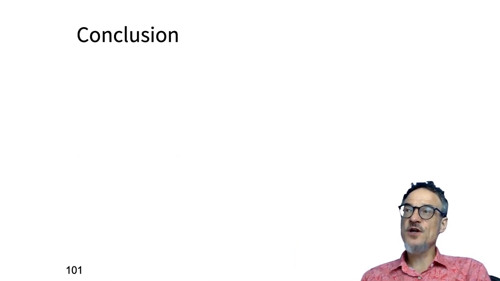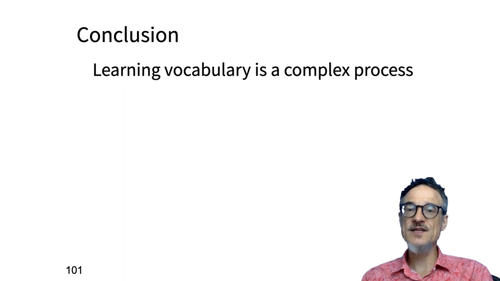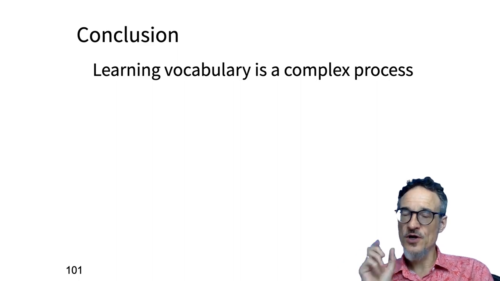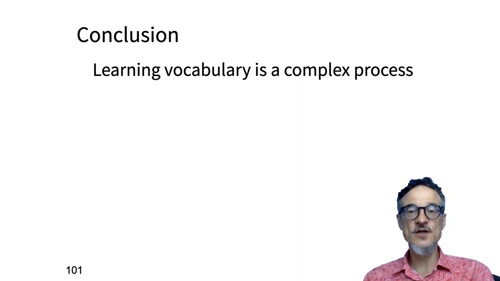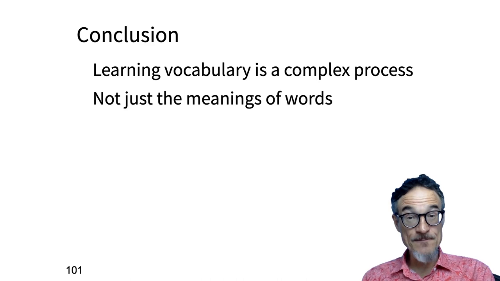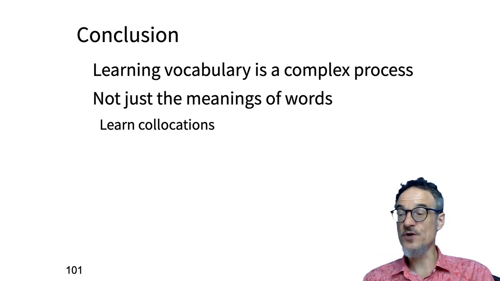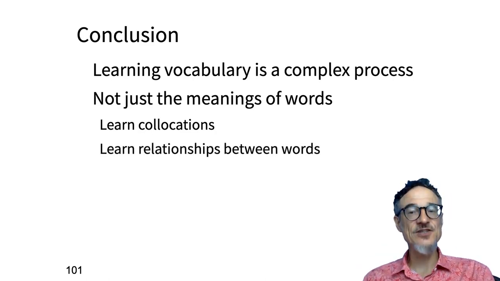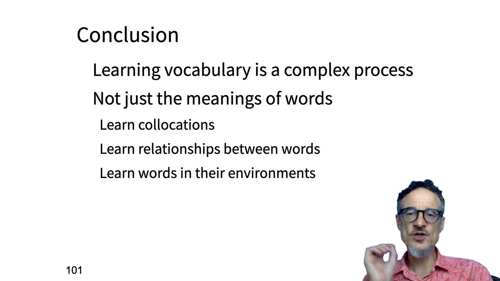So just a conclusion then. First, learning vocabulary is a complex process. It's not just a simple "here's a word, I need to learn this word, I've learnt it." There are many, many steps, and there are many things to learn about the word, not just the meaning. We need to learn the collocations. We need to learn which words go together with this word. We need to learn about relationships. So how do these words work together? And I guess learning words in their environment. So find out where the words live.